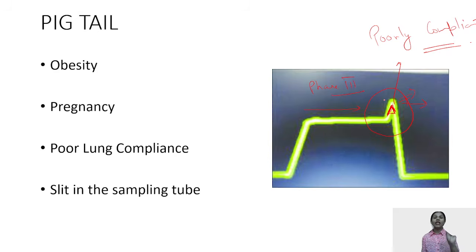So there are 3 conditions in which we can have this pigtail capnograph. Poor lung compliance, which can be seen in obesity and pregnancy. Okay, those are the most common ones. And lastly, if the sampling tube has a slit, because of which there is ingress of the inspired gases, in that case also we can have this kind of pigtail capnograph.